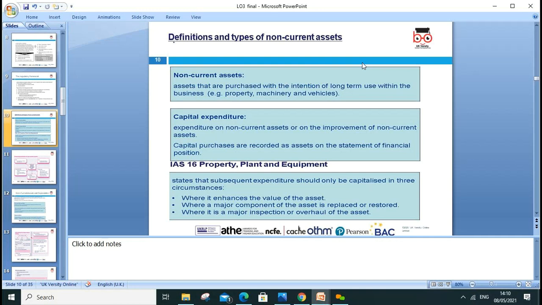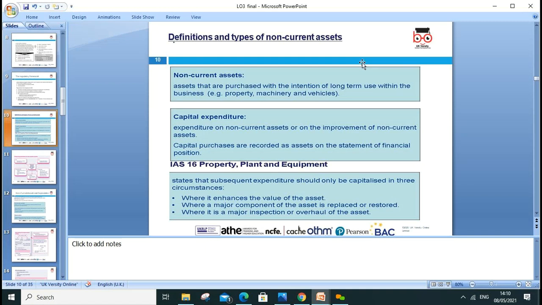So the definition of non-current asset: we already know an asset is purchased with the intention to use it for the long term. Any asset you purchase, or any money you spend on improvement, we call capital expenditure. All the capital expenditures go in the balance sheet. It means the non-current asset values.